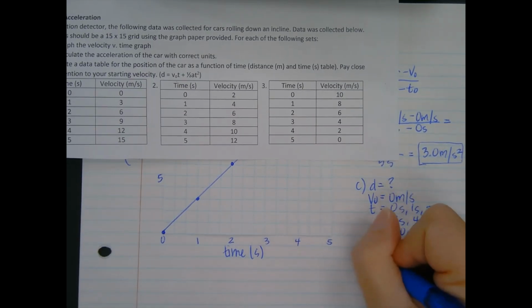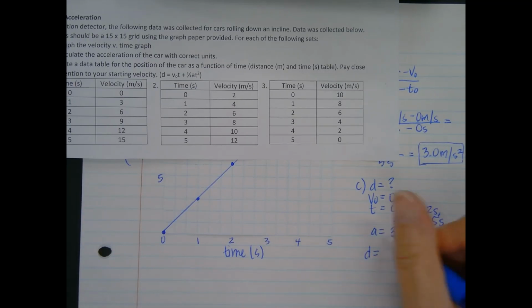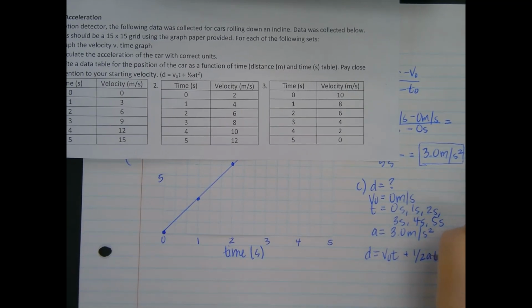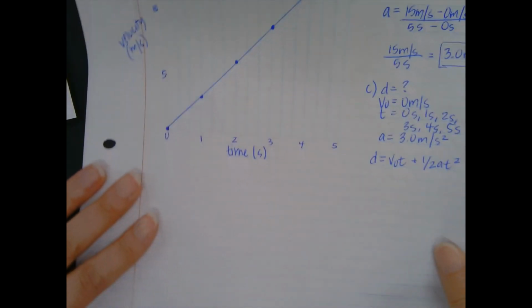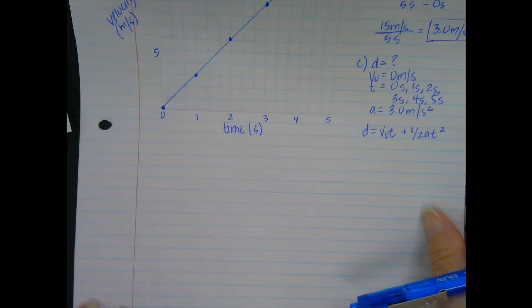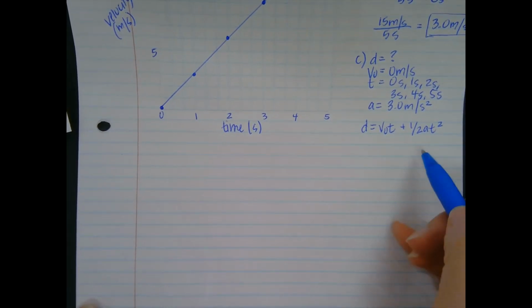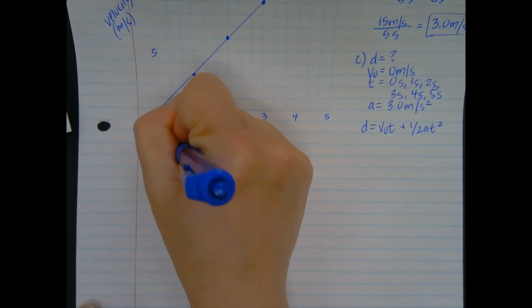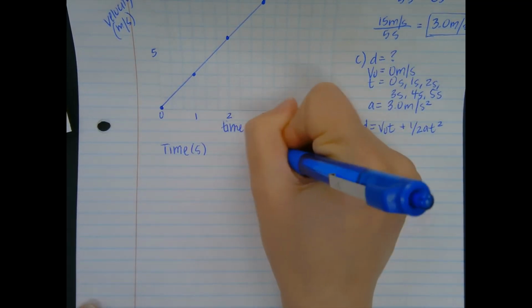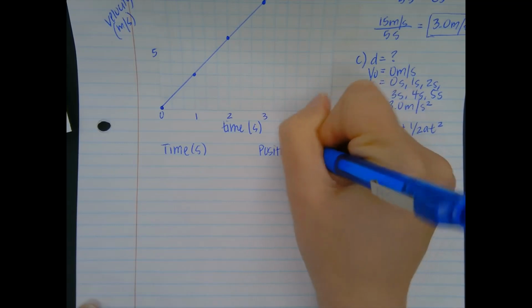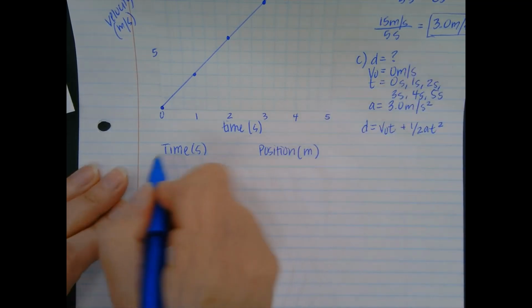Okay, and the equation that I'm using is my distance, or my position, is my initial velocity times time plus 1/2 my acceleration times time squared. Okay, so now I'm going to set up a table that I can use to start solving. I'm going to use the rest of my paper here to make it really nice and big and neat. So my time in seconds and my position in meters.